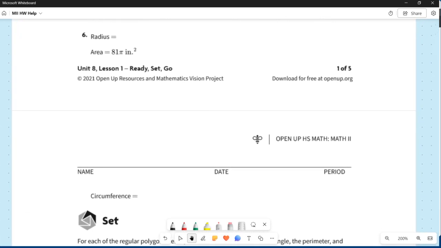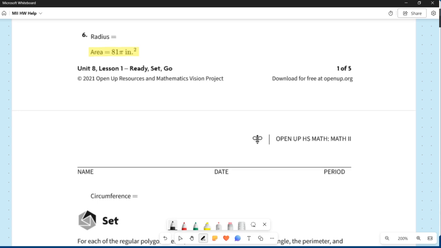Okay. Question 6. For question 6, this time we are given the area, and we're being asked to find both the radius and circumference. Similar to question 3, our job is going to be easier if we get the radius first. So we're going to use the area to back into getting the radius. Once we get the radius, it's pretty straightforward. We're just going to plug it in and get our circumference.